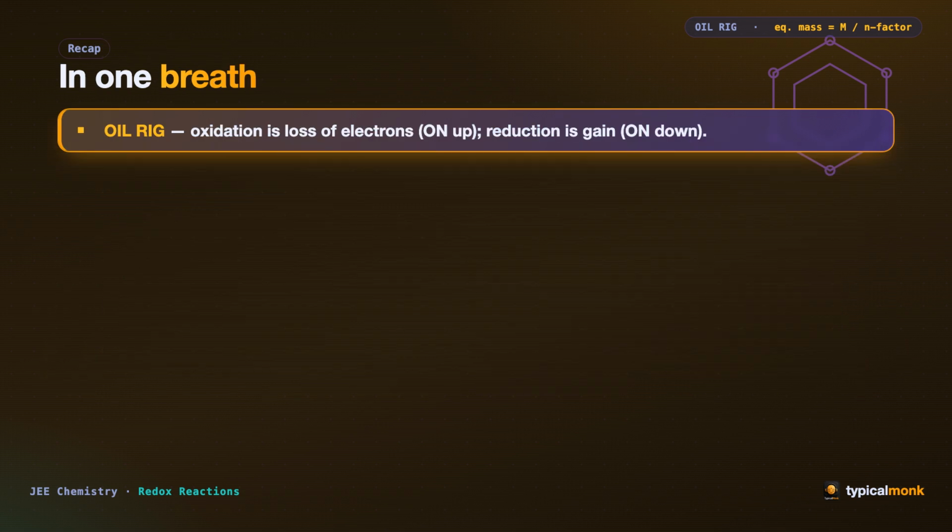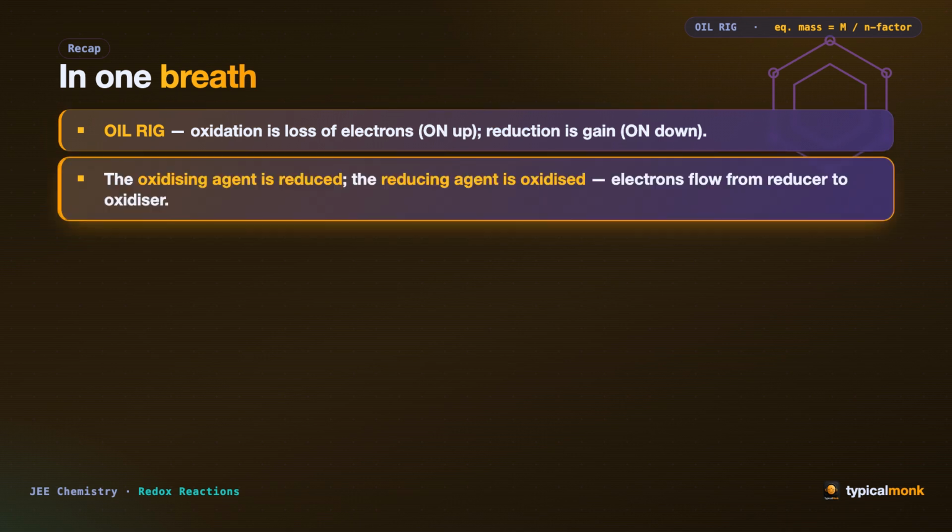Let us gather it all in one breath. Oil rig, oxidation is loss of electrons, so the oxidation number goes up. Reduction is gain, so the number goes down. The oxidizing agent is reduced. The reducing agent is oxidized, and the electrons flow from the reducer to the oxidizer.